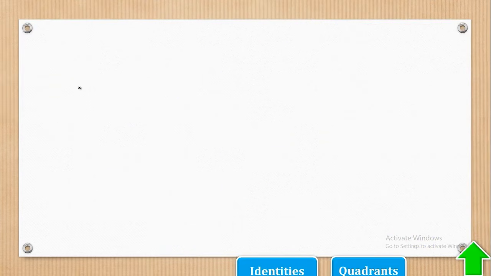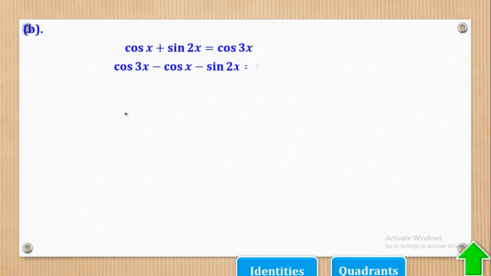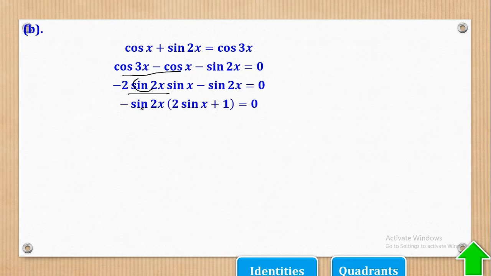So now we shall go to part B. Part B, we are given that, and therefore the first thing to do is to rearrange. Then we can use factor formula for this to come up with that. Then you realize that sine 2x is common, so I'll factorize out negative sine 2x to come up with this. Therefore this is equal to that, or this is equal to that.